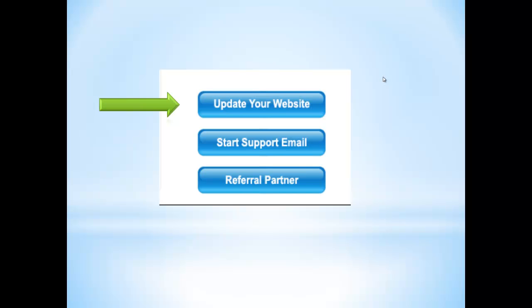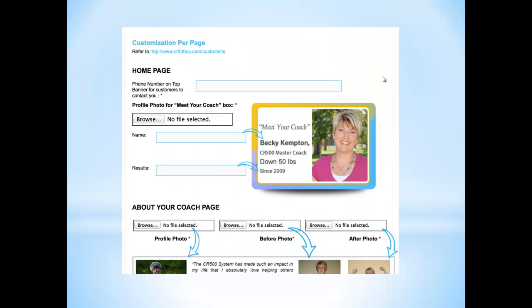If you want to update your website, you're going to click on this link and it's going to take you to the customization page. This page has recently been updated so that it's easier for you to understand what information we're asking for exactly. So if you have any questions at all, just refer to this URL right here, cr500us.com/custom site. That will show all of the customized areas that are based on the price that you have paid. There is additional customization if you would like it, and we can review that later.